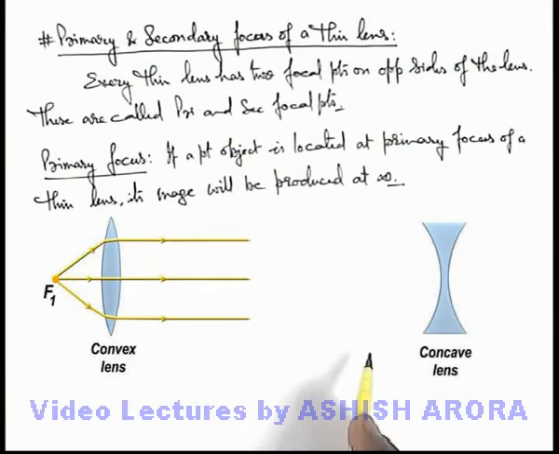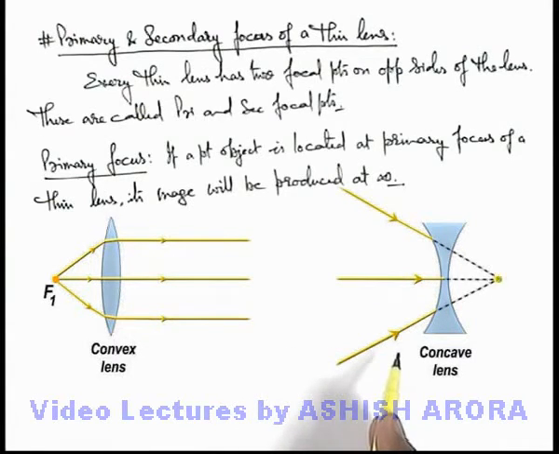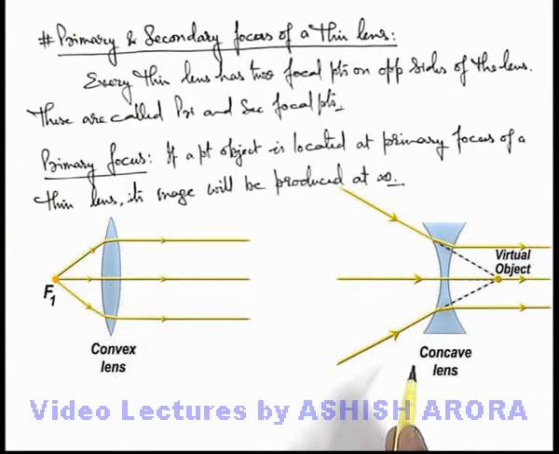Similarly, for a concave lens, here we can see if a converging beam of light is allowed to be incident on the lens such that it is intersecting at a point on the other side of the lens, then after refraction from the two surfaces of the lens, these light rays will become parallel to the principal axis and produce an image at infinity. So here if there is a virtual object located at a point which is producing an image at infinity, this point will be termed as f1, or the primary focus of the concave lens. This is the way how a primary focus of a convex and a concave lens is defined.